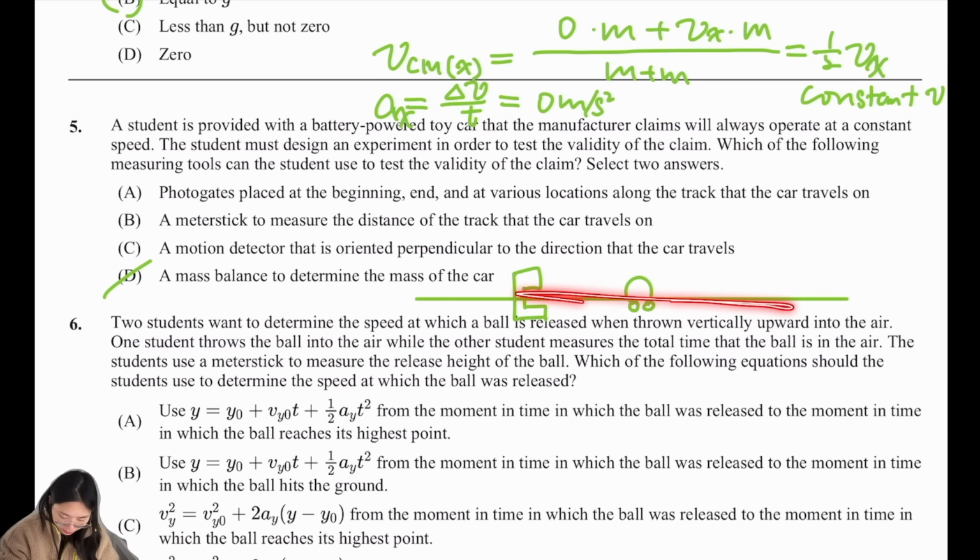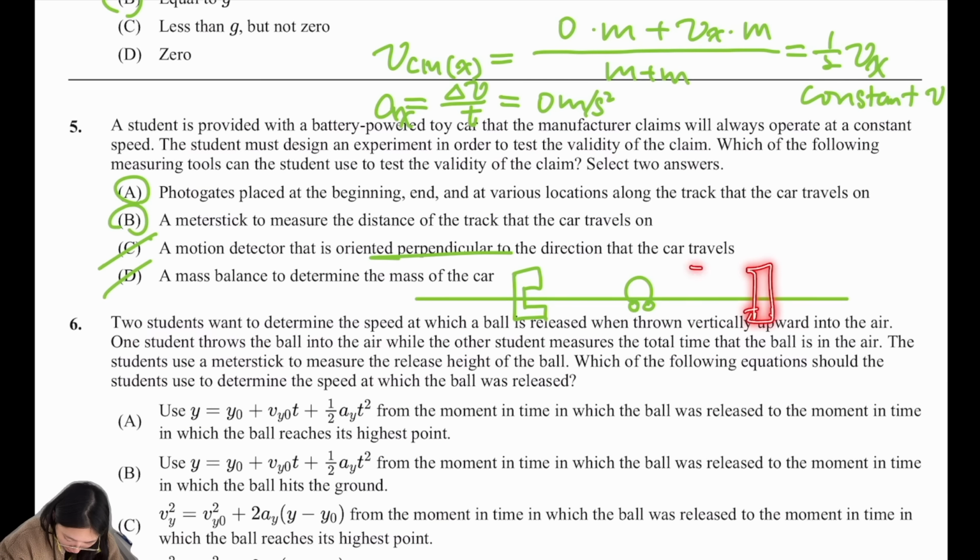So the object is moving in the horizontal direction, then you have to put the photogate along this horizontal track, either here or here or here. And it's the same for the motion detector. If you place it in a vertical position compared to its moving track, then it's not going to measure the position or the velocity. So oriented perpendicular is not correct for sure. So the answer is A and B. A, the photogate placed at the beginning and the end, and at various locations along the track. And B, a meter stick to measure the distance of the track that the car travels on.